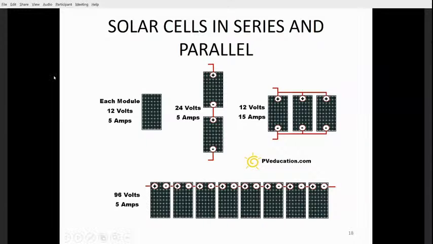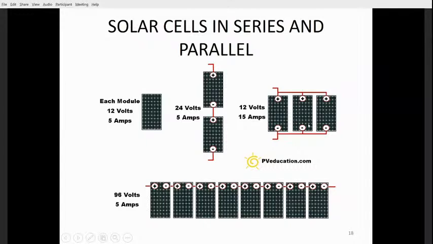Before that, you should know how they are connected in series, and how to increase or decrease the current and voltage level. Each module, let us say, is 12 volt, 5 ampere. If I connect in this manner, this is my plus terminal of the module and this is the negative terminal, then 24 volt I can produce because these two are connected in series. So the voltages are going to be added and current remains constant.